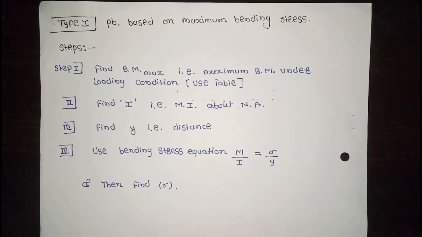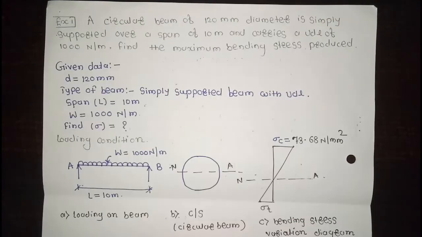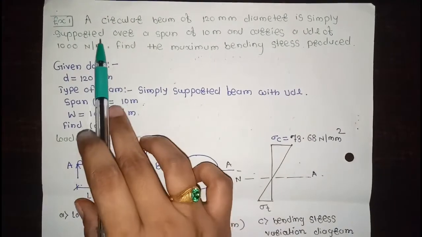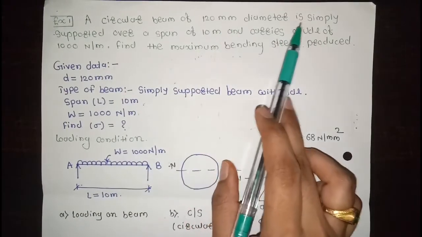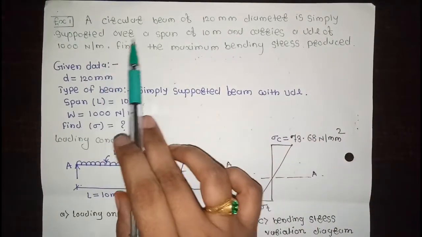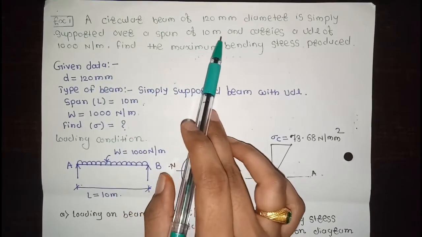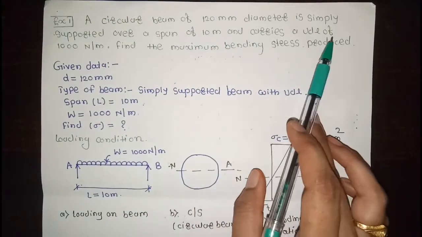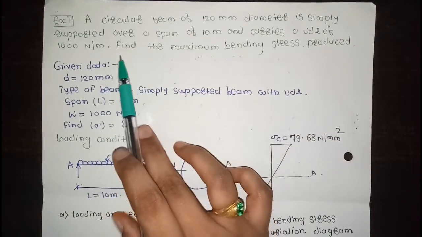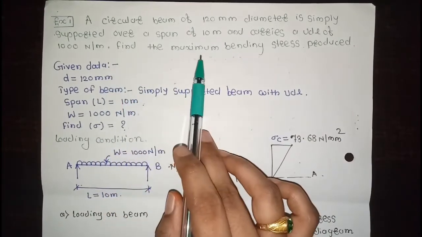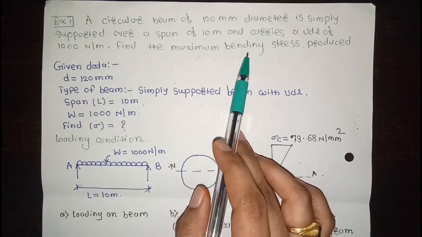Okay, so we will see the first numerical. First example: a circular beam of 120 mm diameter is simply supported over a span of 10 meter and carries a UDL of 1000 Newton per meter. Find the maximum bending stress produced.